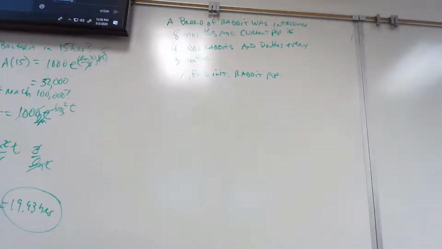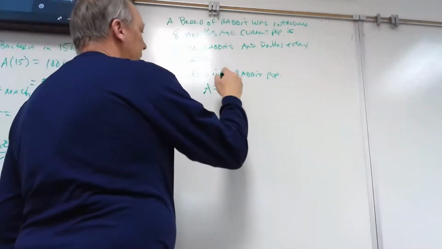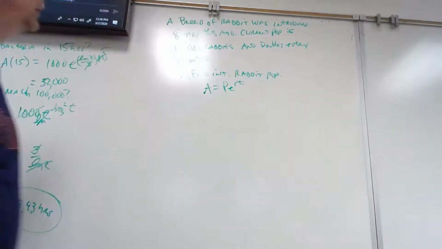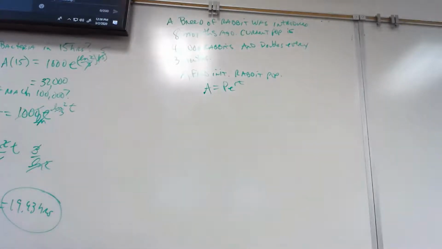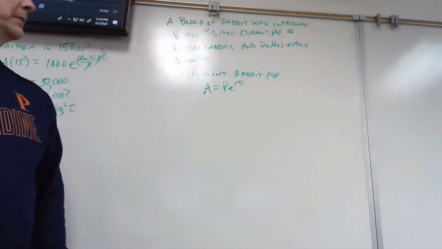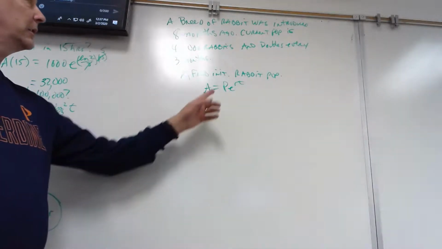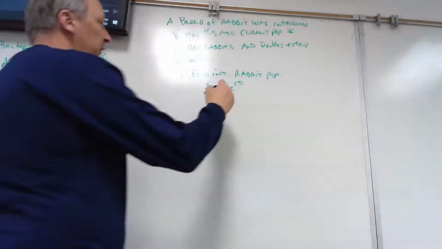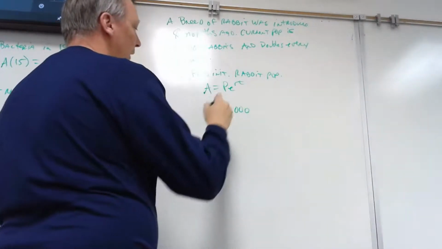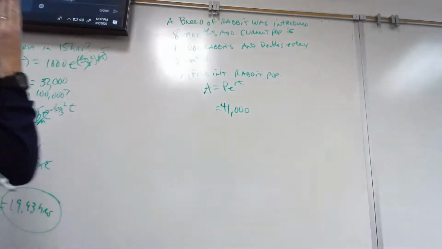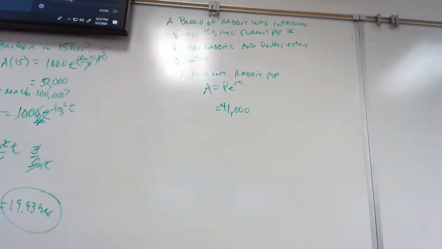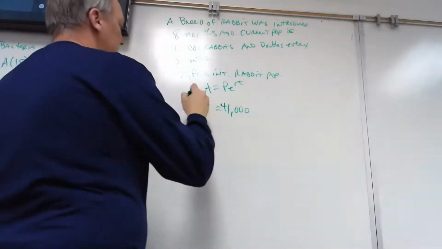So, James, what do you think would be a good, useful equation that might help you figure this out? A equals PERT, right? So we've got 41,000 rabbits now. Is that going to be your A or your P? It will be the P. So if we've got 41,000 now, and it doubles every 3 months, how much are we going to have in 3 months? 82,000.